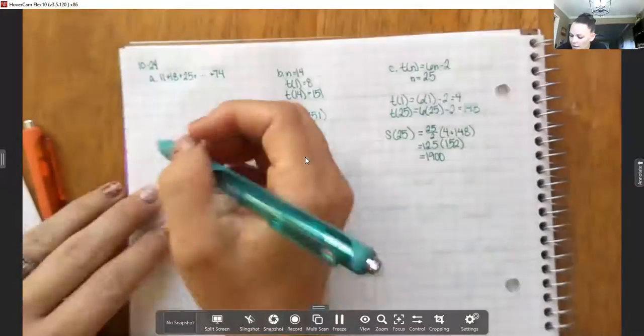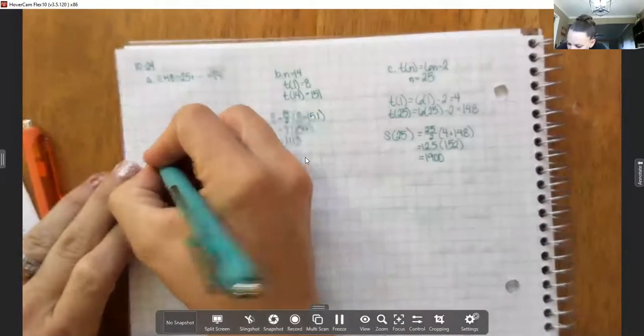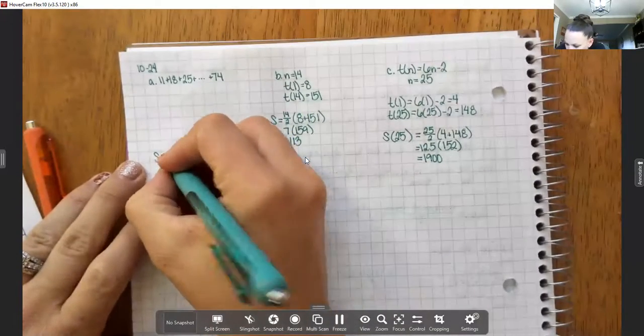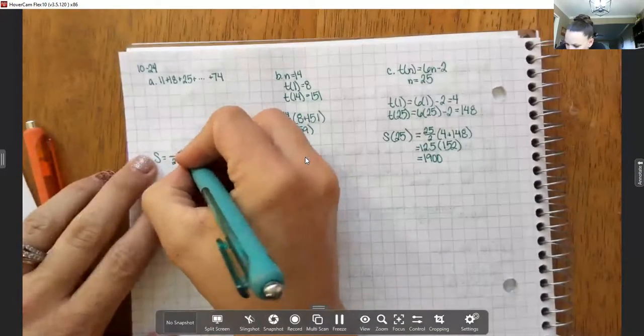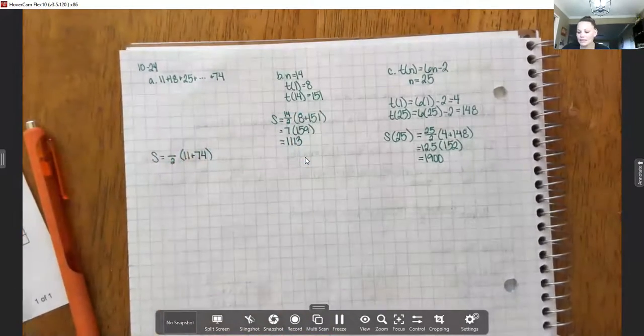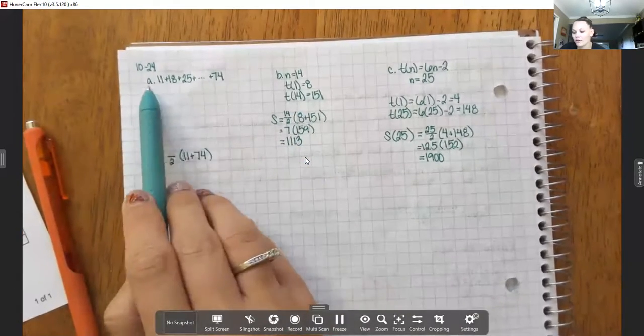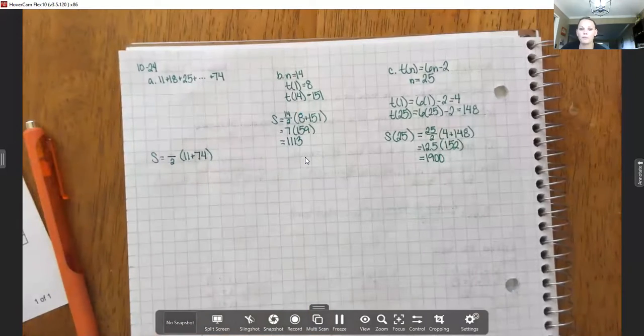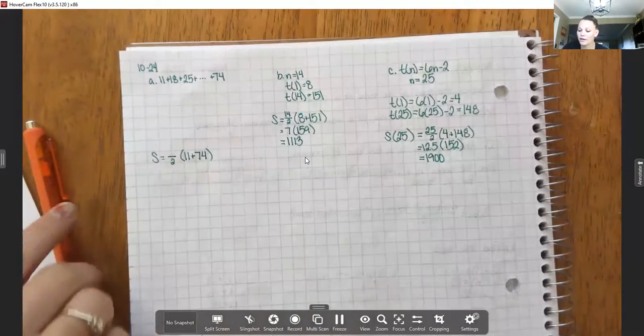Like I said, we know that the sum is something divided by 2 times 11 plus 74. We just don't know what that something is. We don't know how many steps this would have or how many terms there are in here. So that's what we need to find.